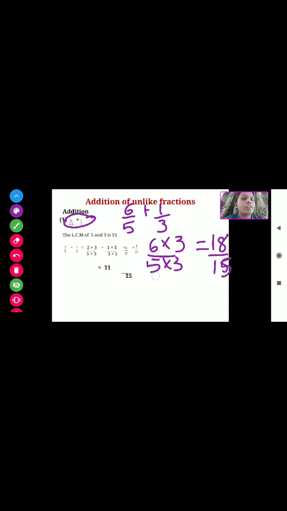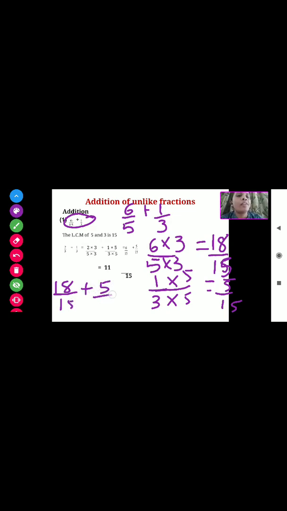Now what about 1 by 3? 1 by 3, we want to multiply by 5, so it will be 5 by 15. Now we want to add both of them. So 18 by 15 plus 5 by 15 will be 23 by 15. Like this you can add unlike fractions.